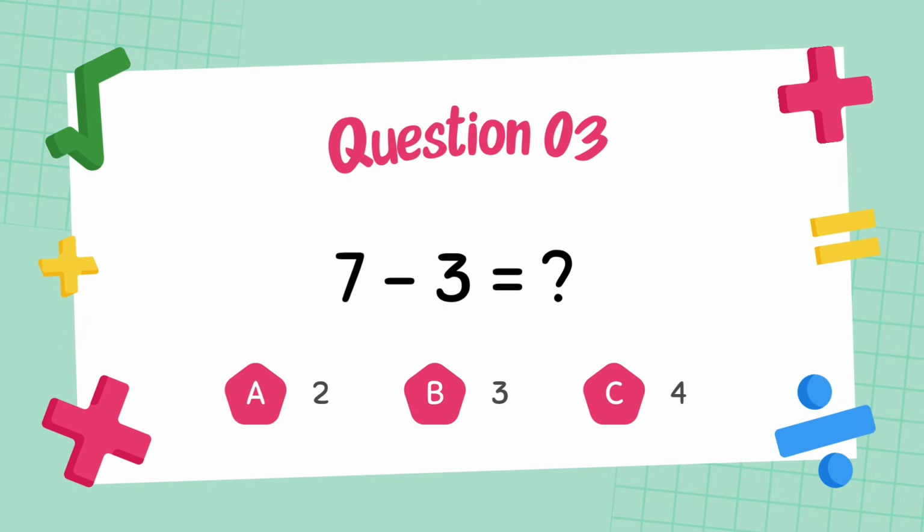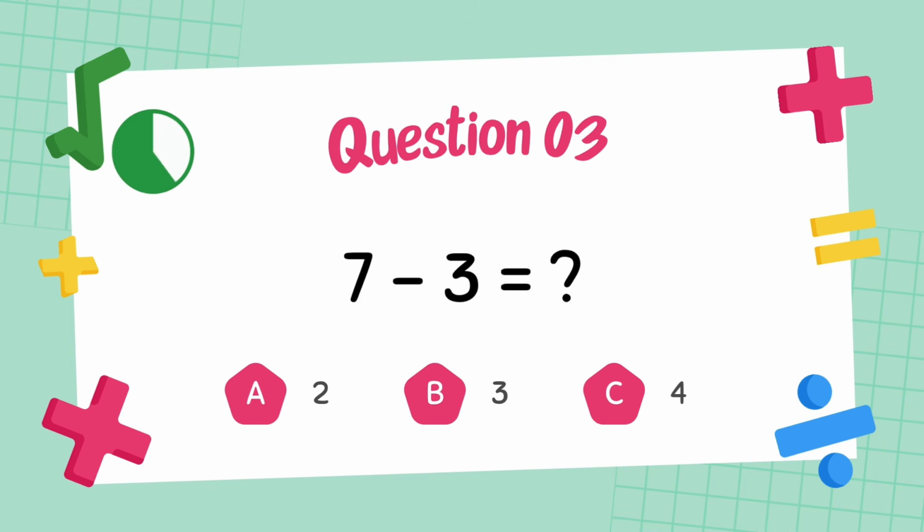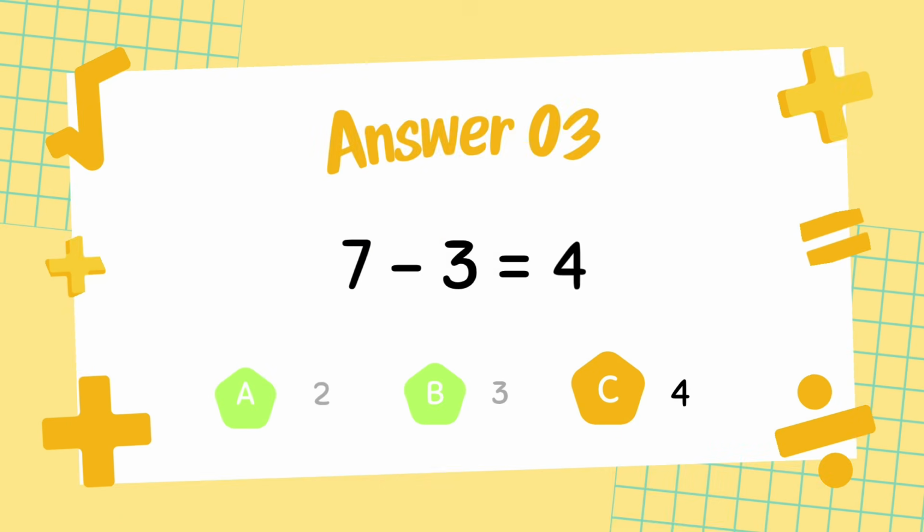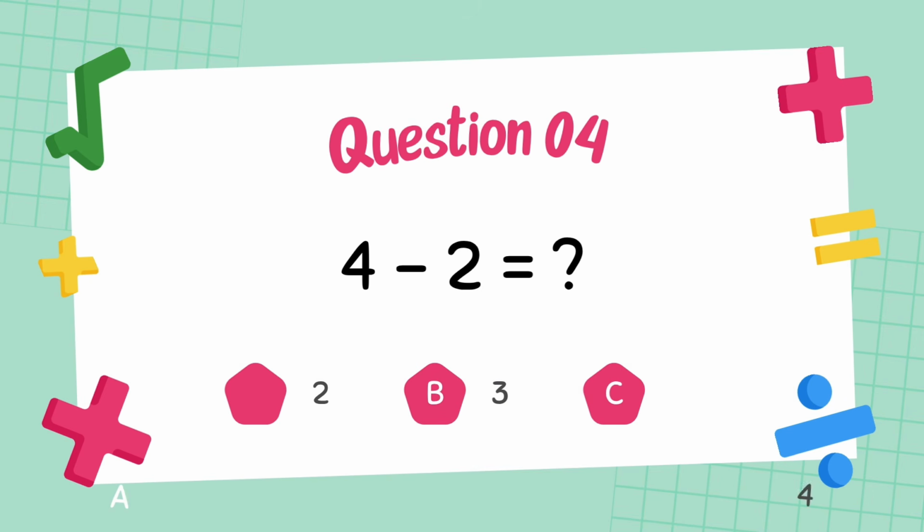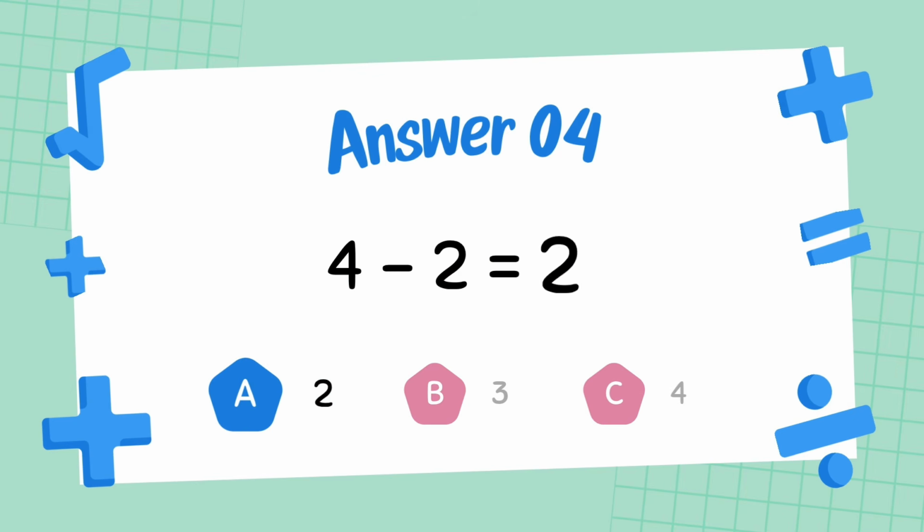What is 7 minus 3? The answer is 4. What is 4 minus 2? The answer is 2.